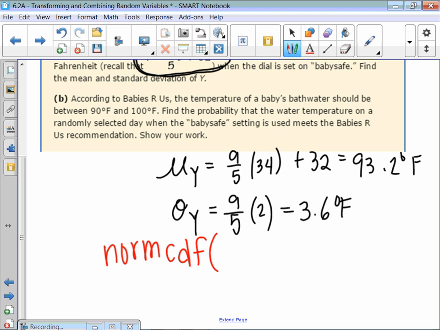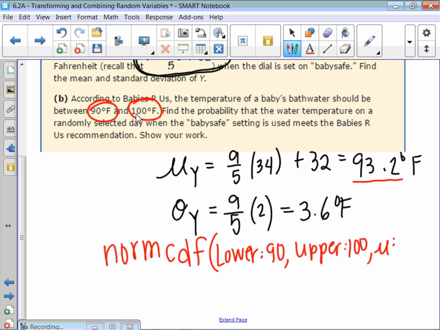You must write norm CDF. You must write lower. And what is our lower bound in this problem going to be? It's going to be 90. And what is our upper bound going to be? Right, because we want to know our chances of it being from 90 to 100 degrees. We just calculated the mean in Fahrenheit, and these are in Fahrenheit. So my mean's 93.2. Whoops, 93.2. And my standard deviation is 3.6.